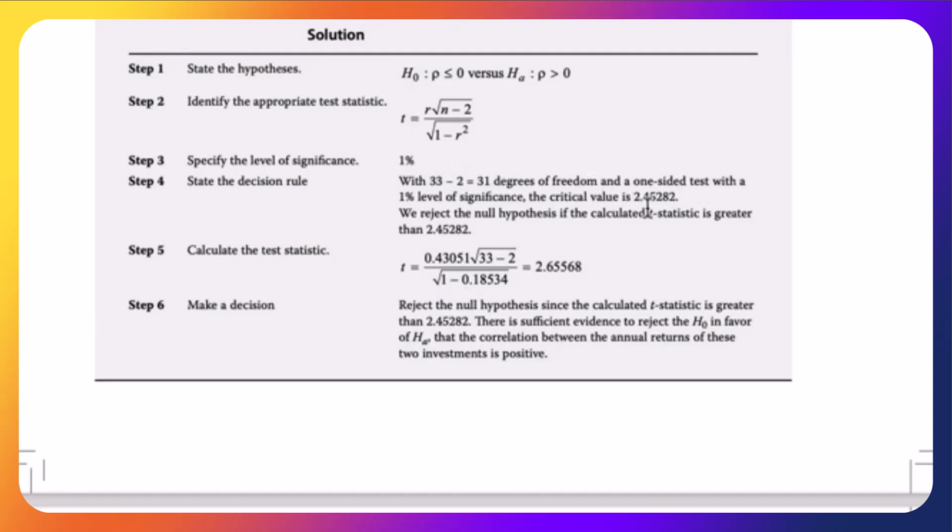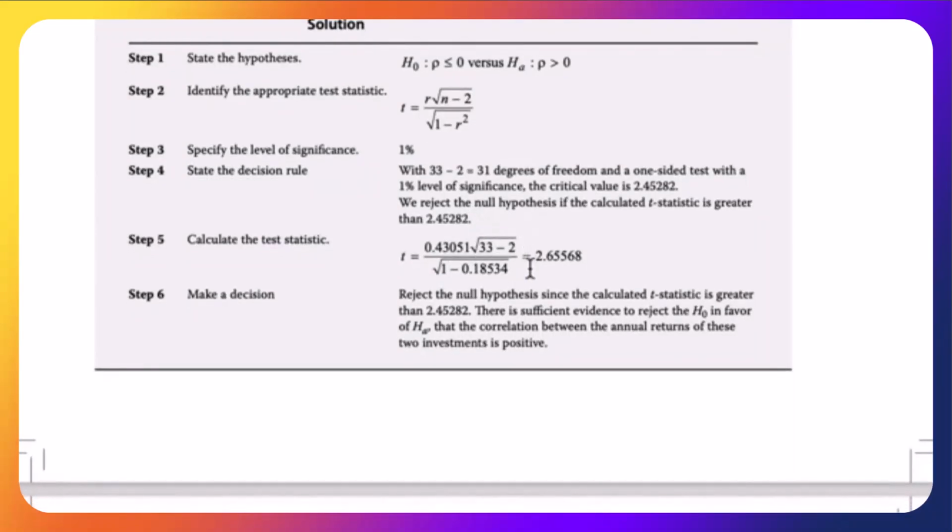Critical value of 2.45282. Again, you're going to input as your arguments into the inverse t function because we want to get a critical t out. 0.99 because we only want 1% in the right tail, right? And degrees of freedom 31. We reject the null if the calculated t statistic is greater than 2.45282, and we'll enter our values in.